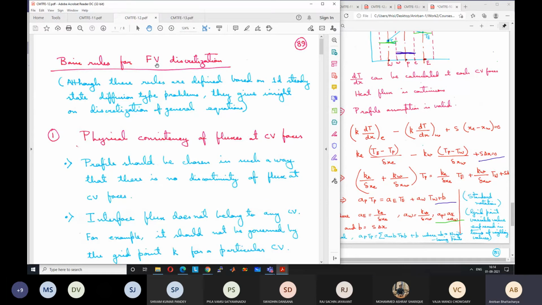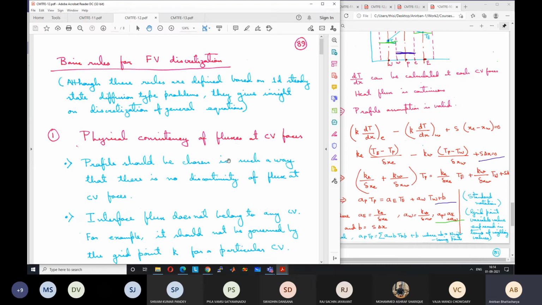So basic rules, okay. We were discussing. First is the physical consistency of fluxes. If we are solving the energy equation, it is heat flux. If we are solving diffusion of chemical species, it is the flux of the chemical species. Similarly, if it is flow, it's the momentum flux. So flux should be consistent, meaning the value of flux from one side to the other side should be the same. There cannot be any jump in, say, the heat flux at the interface.